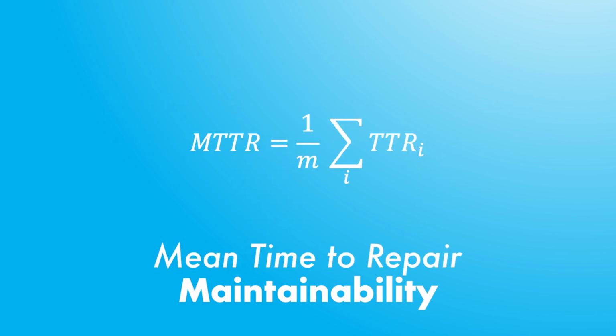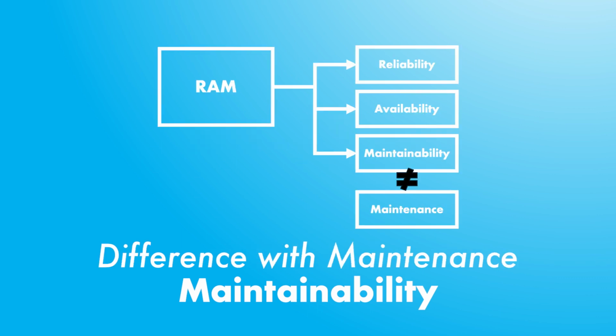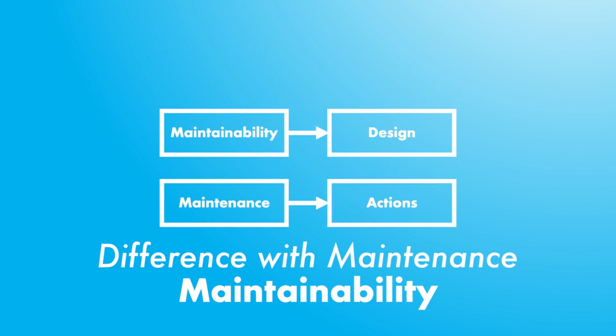We often also measure the metric of mean time to repair. What is the difference between maintainability and maintenance? In essence, maintainability relates to the design stage, and its goal is to design products and systems that make maintenance more straightforward and efficient. In contrast, maintenance involves executing the actual tasks to ensure the system's ongoing performance.